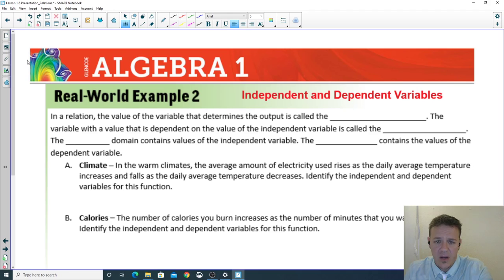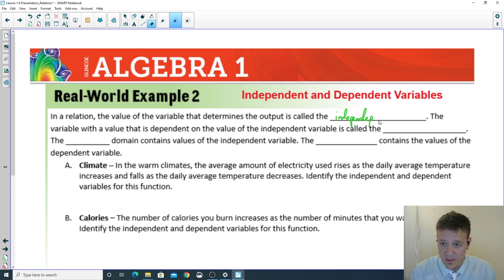Okay, now we have some vocabulary that we got to talk about. And in this vocabulary, ladies and gentlemen, it's a simple process, but I need to make sure you guys understand. In a relation, the value of a variable that determines the output is called the independent variable. And that was the wrong spelling. I'm like, wait a second, there's no 1 P. Independent variable. The variable with a value that is dependent on the independent is called, what do you think? Dependent.